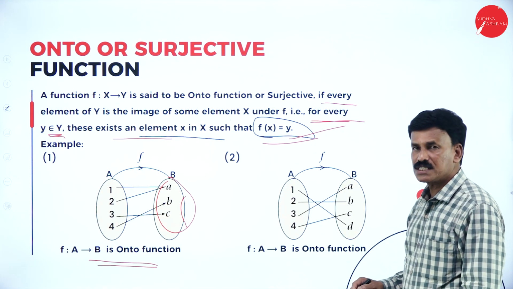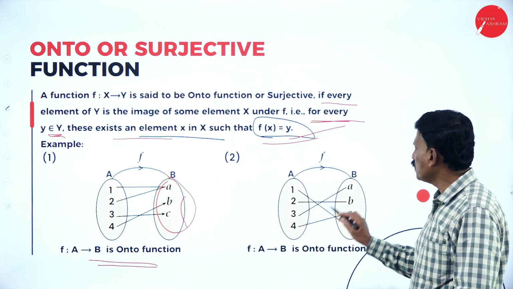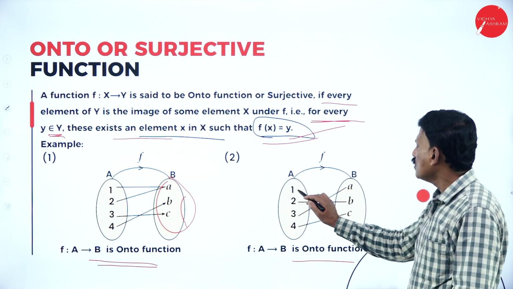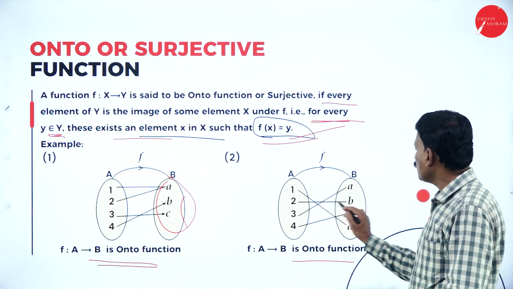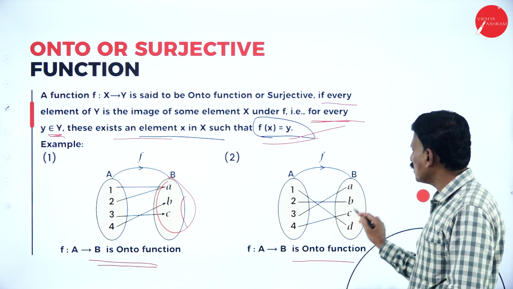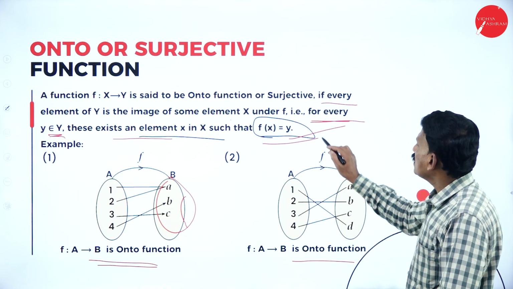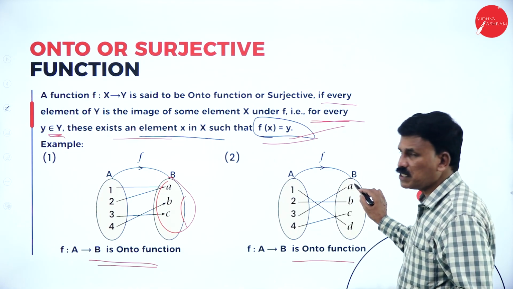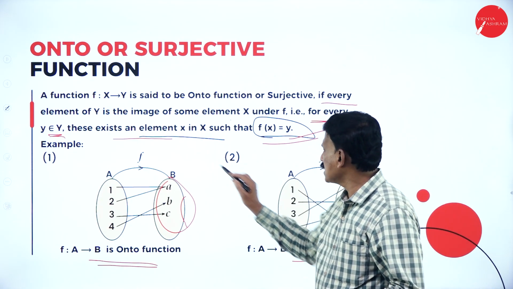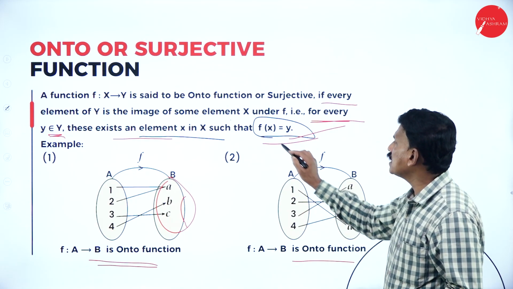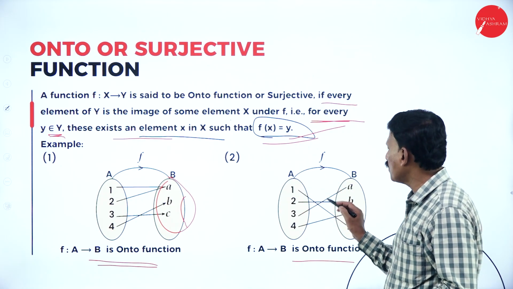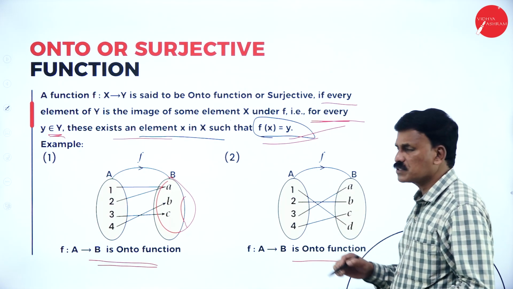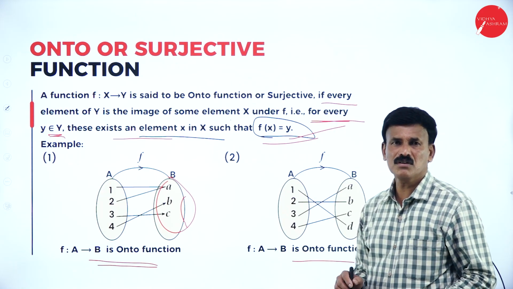So let me take one more example. If A is equal to {1, 2, 3, 4}, B is equal to {a, b, c, d}, f from A to B is an onto function. That is, f(1) is d, f(2) is b, f(3) is a, f(4) is c. So that means every element of B will have an image. For every element of B, there exists an element in A such that f(x) is equal to y: f(1) is equal to d, f(2) is equal to b, f(3) is equal to a and f(4) is equal to c. So such type of functions is called an onto function.